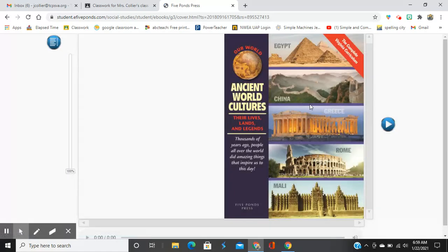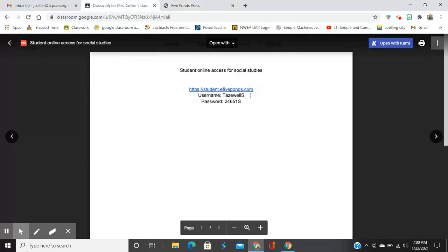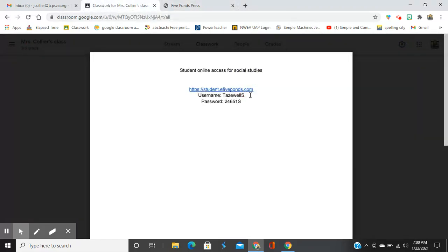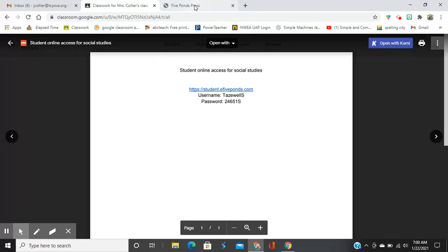And I'd already entered the password a few minutes ago. And the username is Tazwell S with a capital T and a capital S. And the password is 24651 capital S. So I'm going to go into the book.